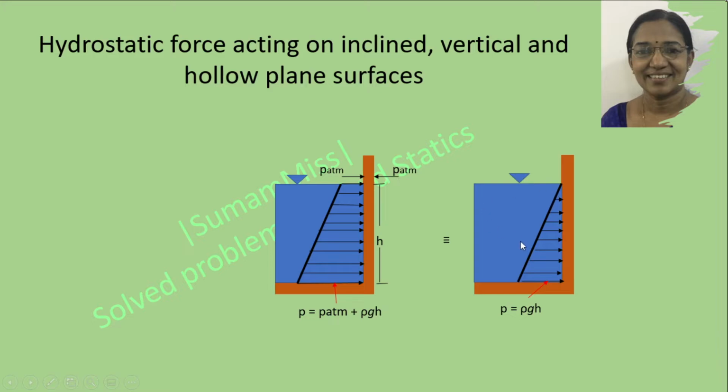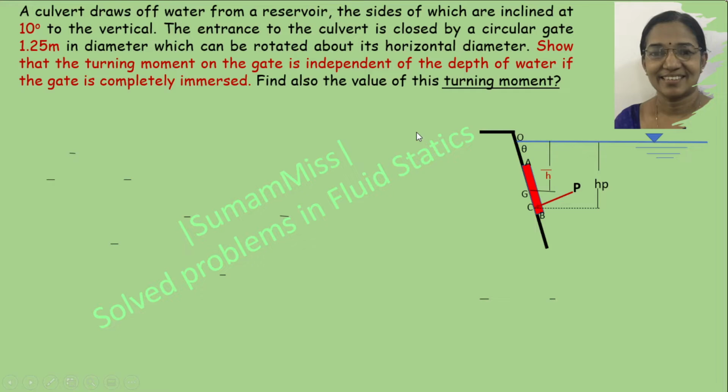The resultant hydrostatic force acts through a point that is called the center of pressure. Since pressure varies and increases when we move down from top to bottom, the resultant hydrostatic force acts at the center of pressure, which is well below the center of gravity of this contact surface. Now let us discuss the problem related to hydrostatic force acting on a plane surface.